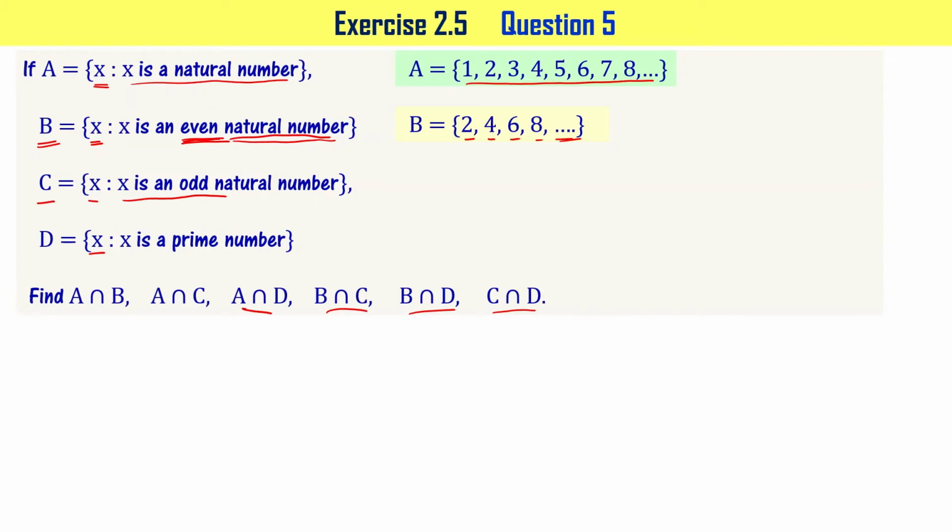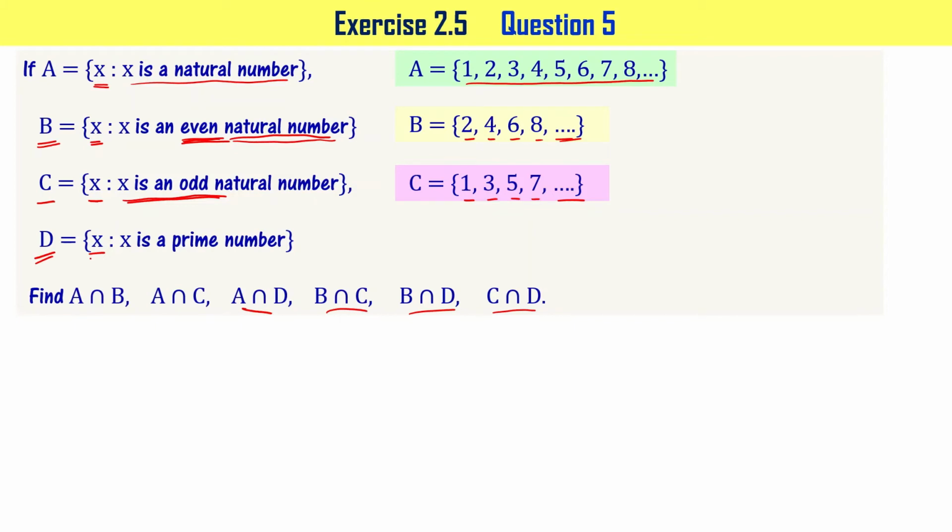That is a set of elements X such that X is an odd natural number. It means set C is a set of odd natural numbers. Let's write that. C is going to contain the elements 1, 3, 5, 7 and so on, right? Now let's go to D.